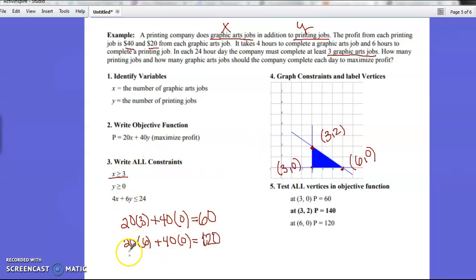And if we do 3 and 2, we're going to have 60 plus 80, so $140. So the combination of graphic art projects and printing jobs is going to give us the most profit for the day. So getting that combination is going to be important.